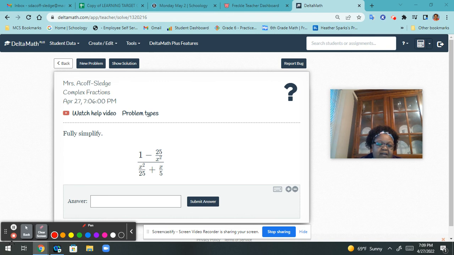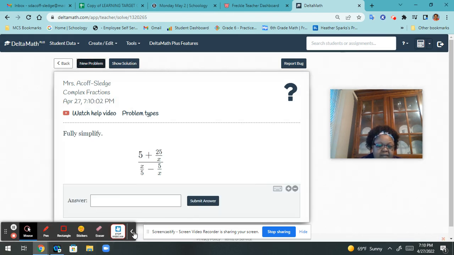So let me see if I can go to a new problem. Trying to see if I have something over here to make this pen smaller, but I guess not.